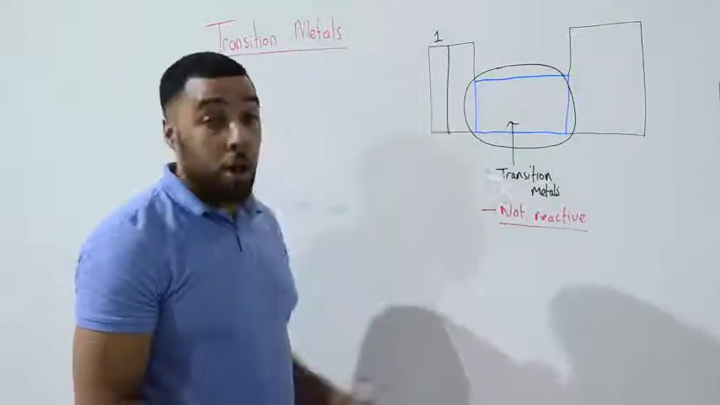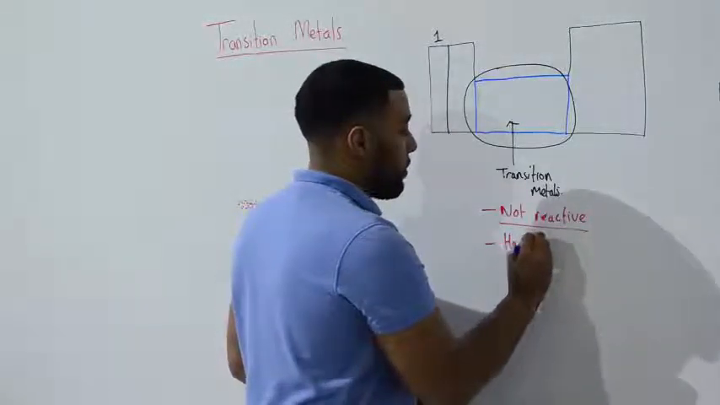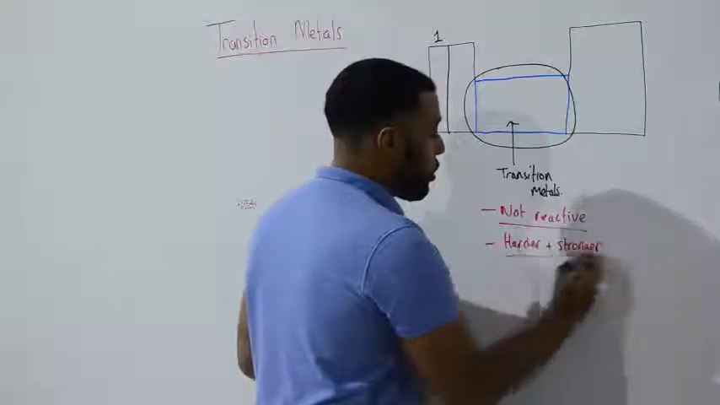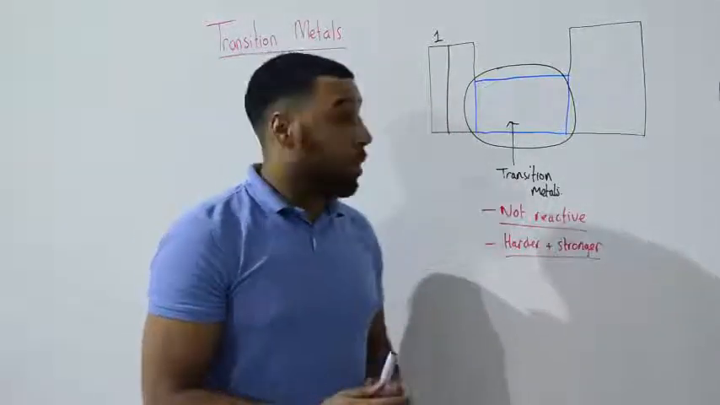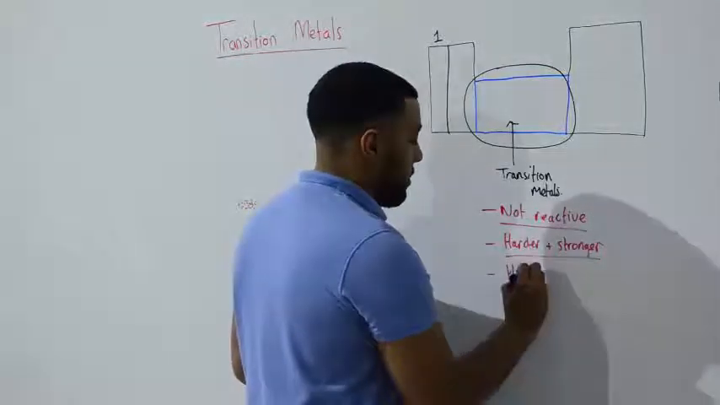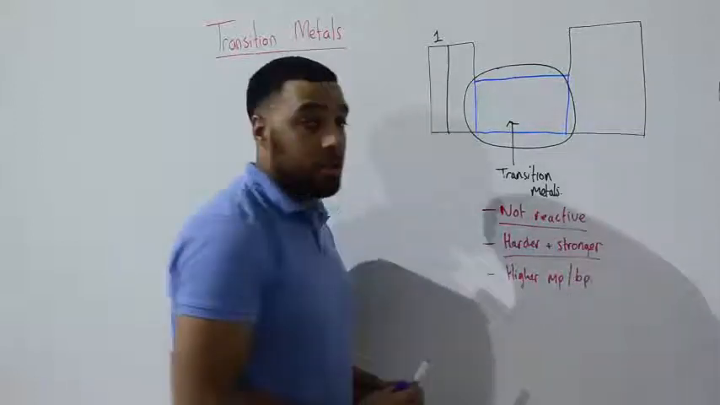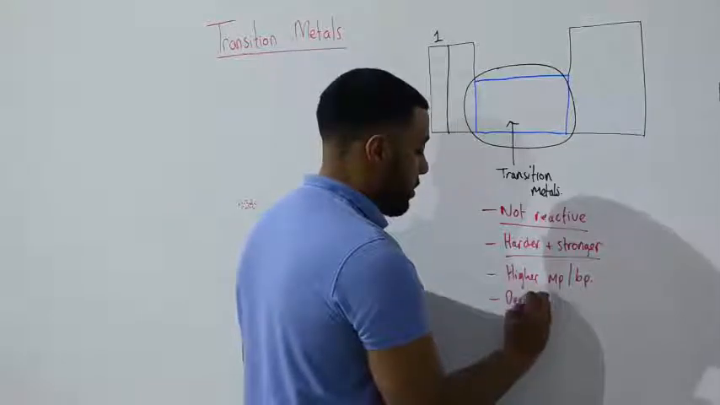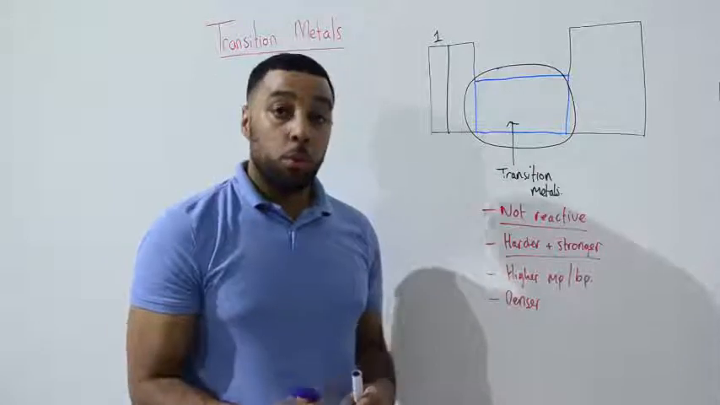Compared to the group 1 metals, transition metals are also harder and stronger. You can't cut these transition metals with a knife like you could with the group 1 elements. They've also got a higher melting point and boiling point. They're also denser. A lot of these metals will not float in water.